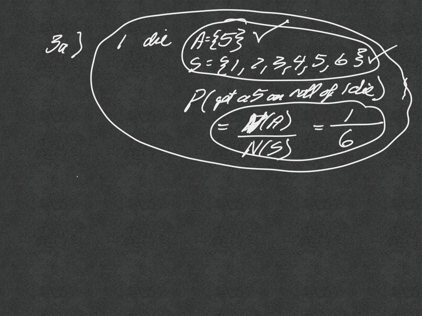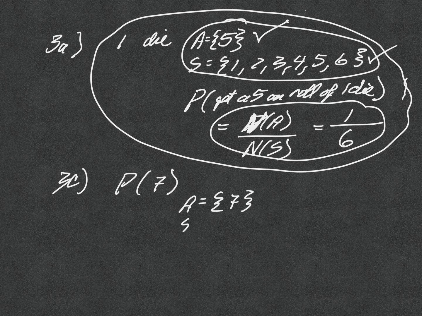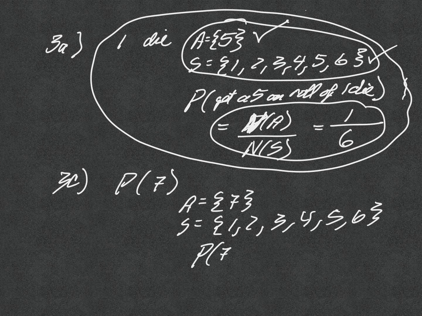Another example, 3C. They want the probability that the outcome is a 7 when you roll one die. So again, our event is we get a 7. Our sample space is 1, 2, 3, 4, 5, and 6. And so the probability of getting a 7 is equal to the number in the event, which is 0.